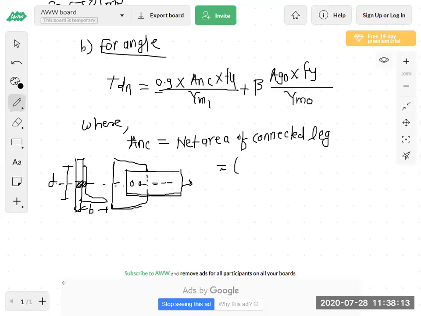N is nothing but net, A is nothing but area, and here C is nothing but connected. So here you can see the figure. The plate is there. To the plate, this angle is connected by bolting. Are you getting? This angle is connected to the plate by bolts. So this is one leg and this is another leg. There are two legs. So this leg is the connected leg. The leg where bolting is done is the connected leg, and the other side is the outstanding leg. Here O is written, that is nothing but outstanding.